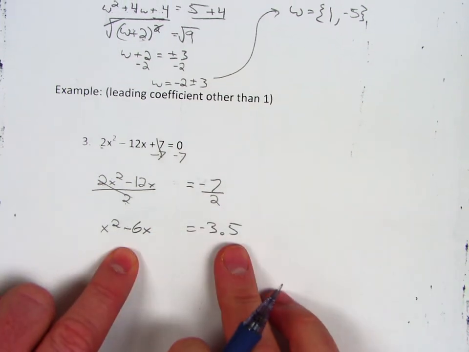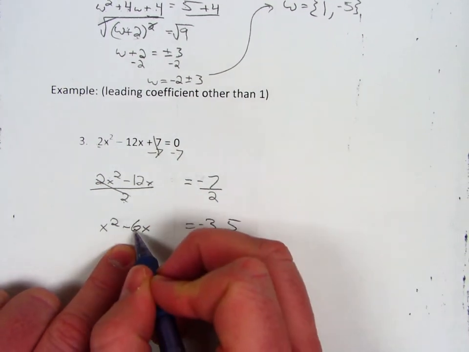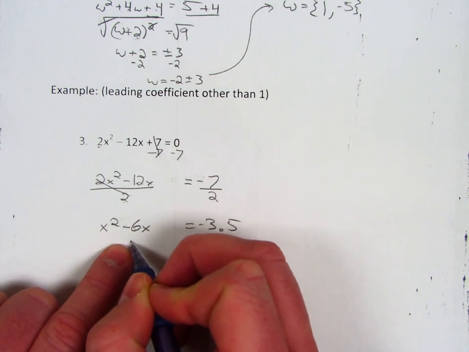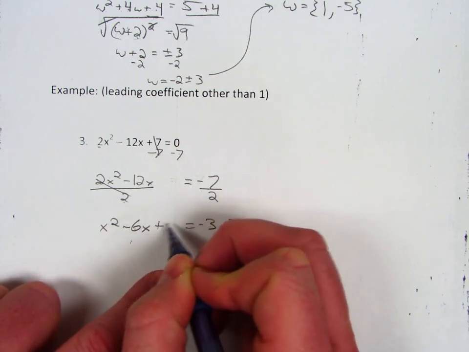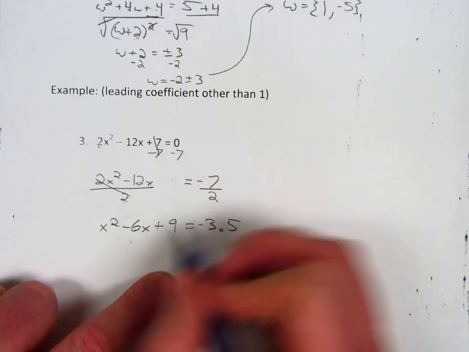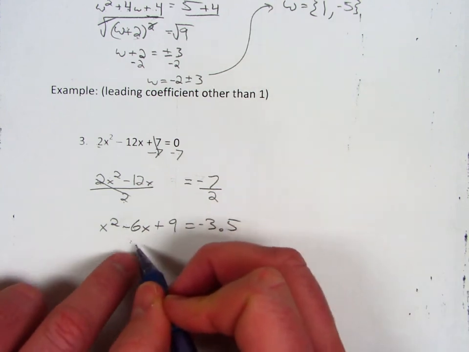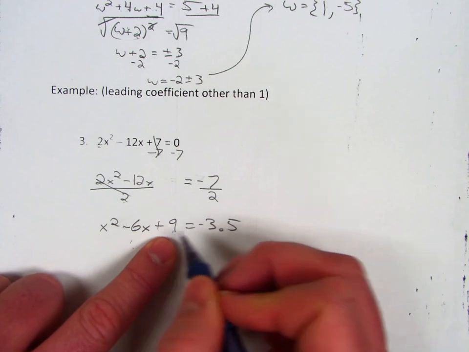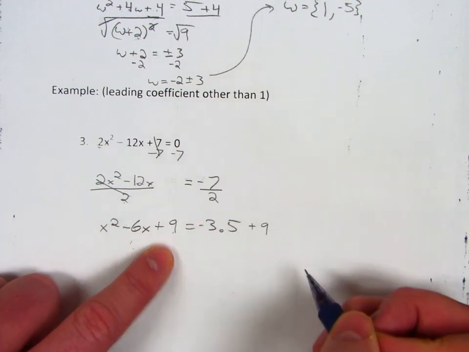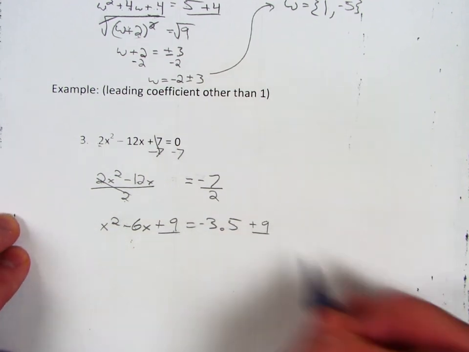Now I can do this process just like we did in the previous problems. I'm going to take my b value, divide it by 2 to get negative 3, and square negative 3 to get positive 9. Keep in mind that a negative times a negative is a positive. That's why negative 3 squared is 9. I can do anything to one side as long as I also do it to the other. That's where those come from.